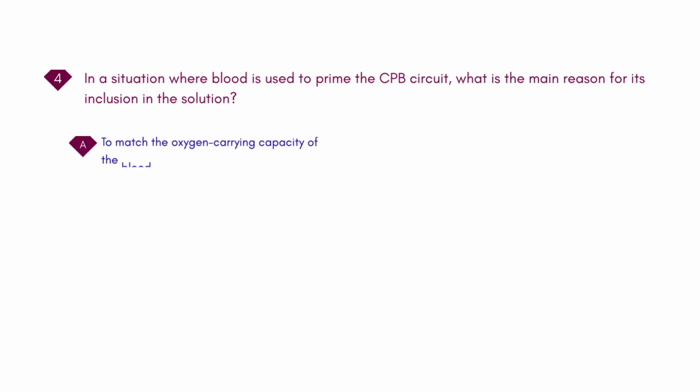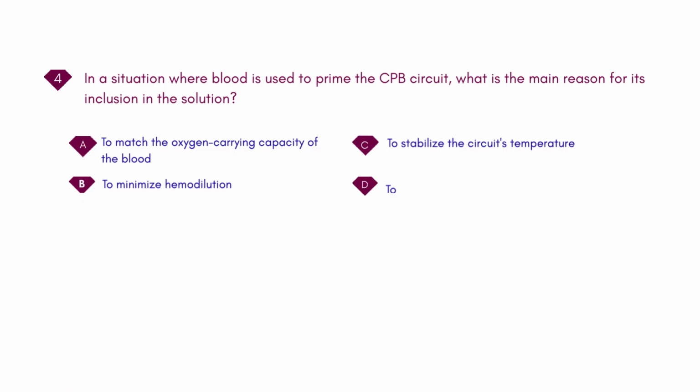A. To match the oxygen carrying capacity of blood. B. To minimize hemodilution. C. To stabilize the circuit's temperature. D. To reduce risk of acid-base imbalance. Answer: B. To minimize hemodilution.